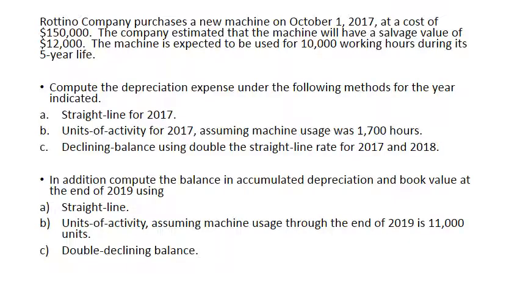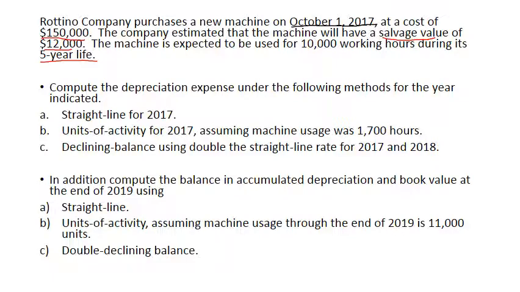Okay, so the question in the textbook is that this Rotini company is purchasing a new machine on October 1st, 2017. Since this is purchased on October 1st, it's going to be a partial year. Watch that because it's not necessarily a partial year on the test. I don't remember if it is or not, but watch the purchase date. The cost is $150,000. The company is estimating a salvage value of $12,000, and the machine has an expected life of 5 years.